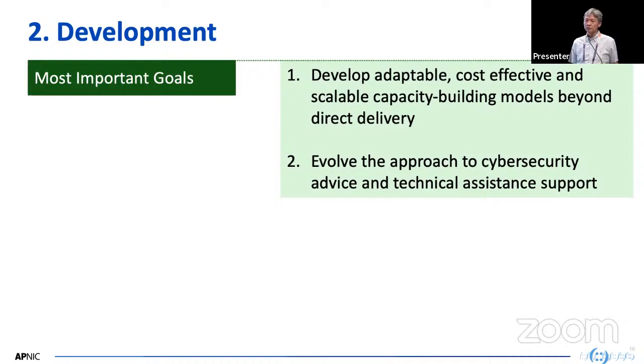Meaning that we'll do more than just direct delivery. Of course, we'll continue to do direct delivery, but we want to do something else, so as to have partners and others do the training delivery or direct delivery, so that more people can benefit. So this is one of the most important goals.